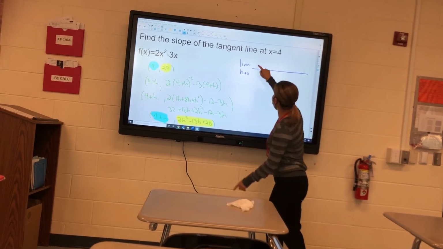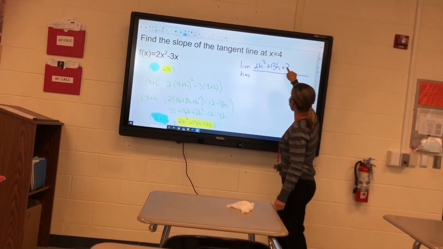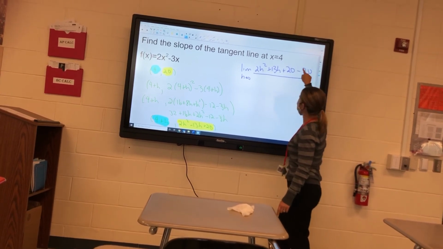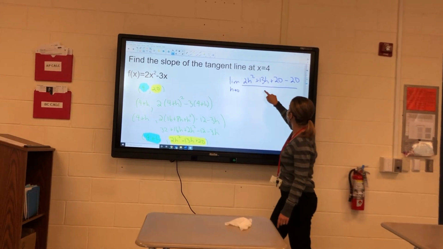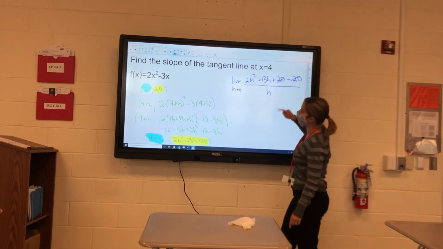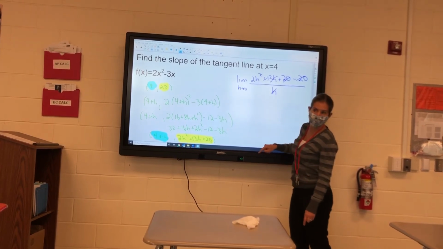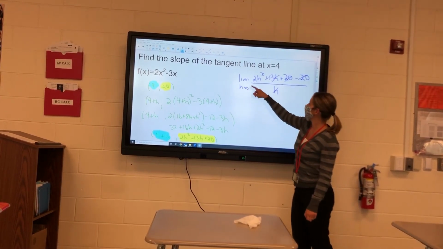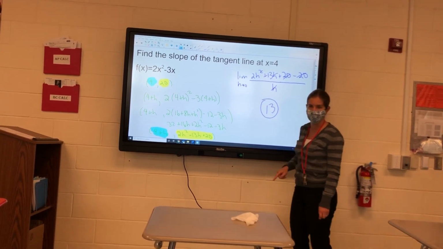All right, so we just do this: 2h squared plus 13h plus 20 minus 20, over this minus that. Won't that just be h? Do you see how that's going to cancel? Yeah. And then h will cancel. And then what do you do? We plug in 0. And then what do you end up with? 13. Yeah, so that's the slope of the tangent line.